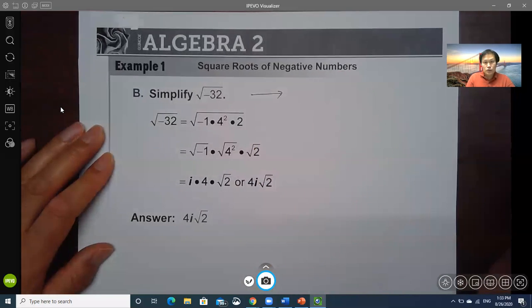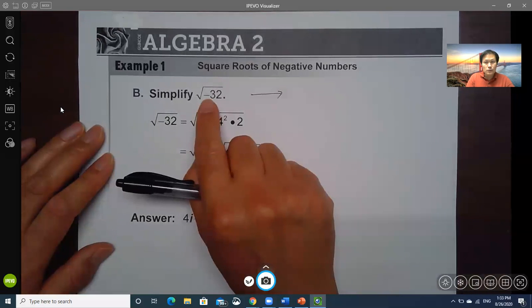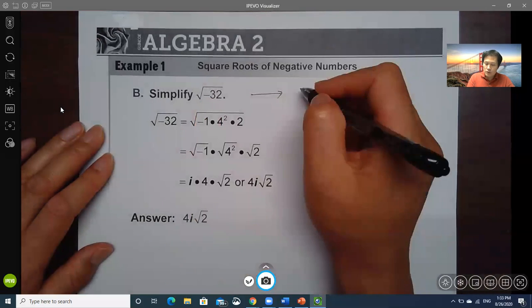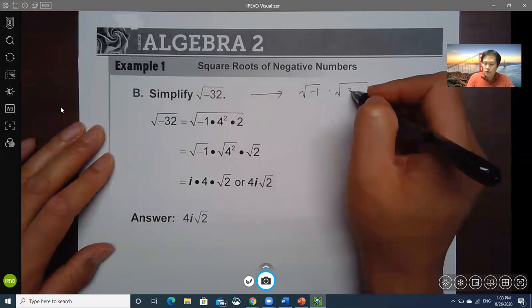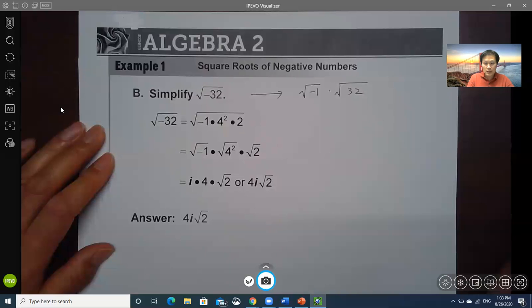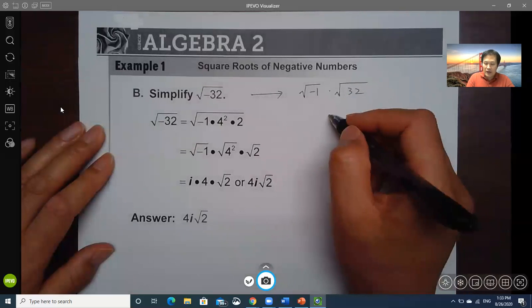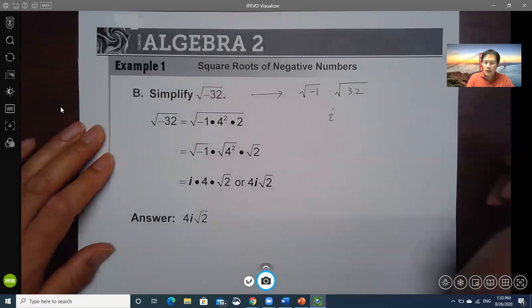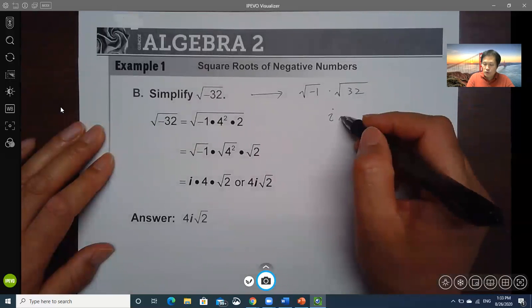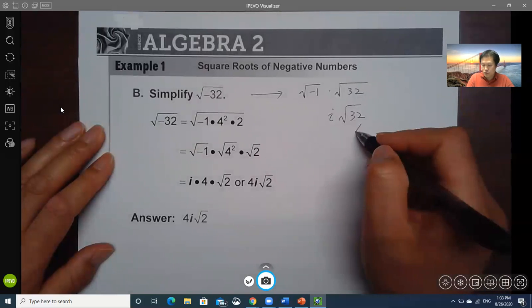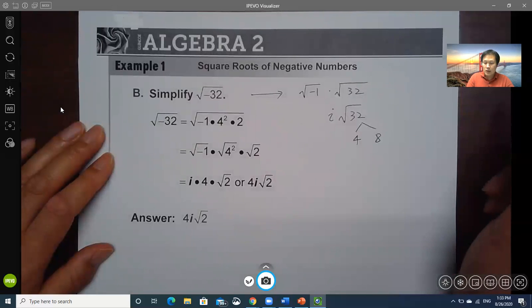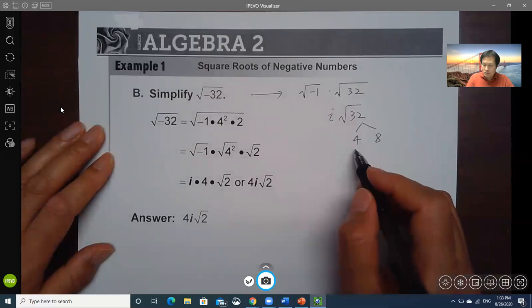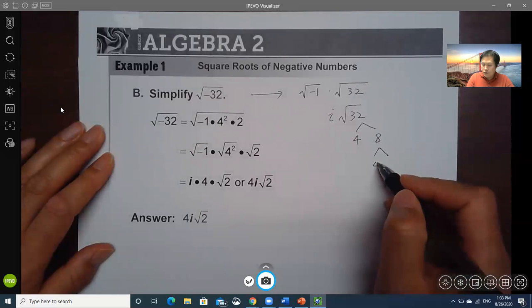First thing I need you to do is deal with the minus inside the root. So you can express that as square root of minus 1 times square root of 32. Square root of minus 1 is i. And 32, you have to deal with the square root of 32. 4 times 8 makes 32. 8, you can go 4 times 2.